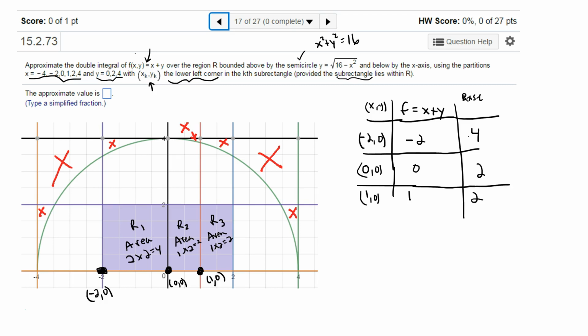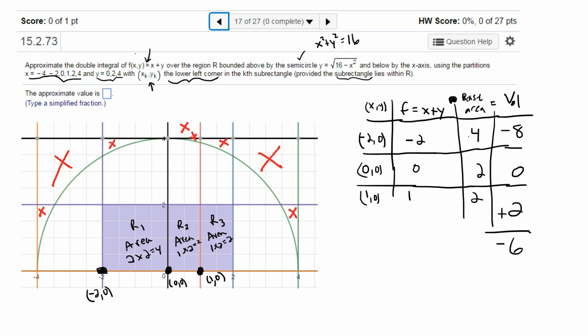And so for the volume of these guys, we take these base areas and we multiply by the function height, and that'll give us the volume. And we sum these volumes. So we get a -8, we get a 0, we get a 2, and we sum these rectangular prism volumes, and it actually ends up as a -6. The function dips below the x-axis, and that's why we have this negative volume.